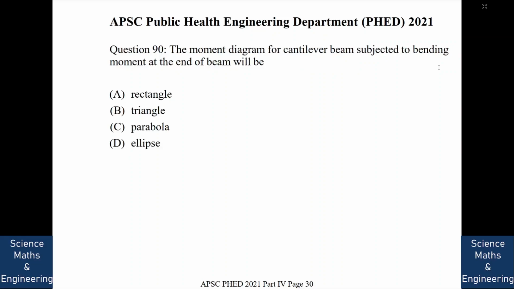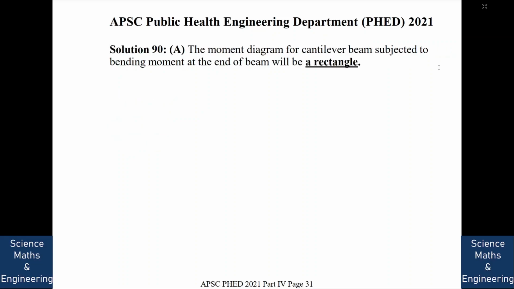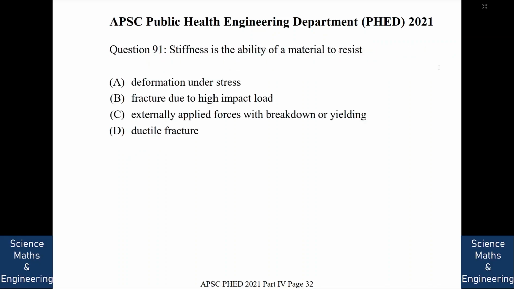The moment diagram of a cantilever beam subjected to bending moment at the end of the beam will be a rectangle. We'll go to the next question. Stiffness is the ability of a material to resist.